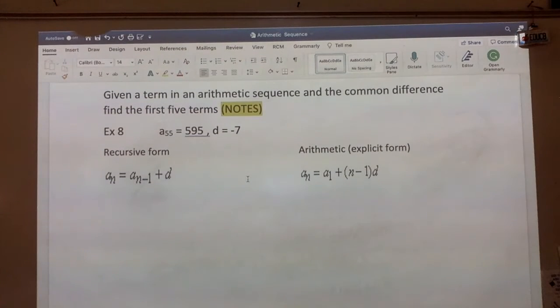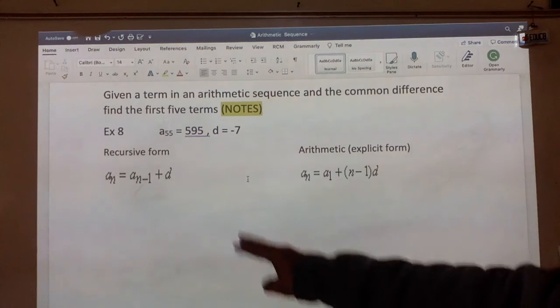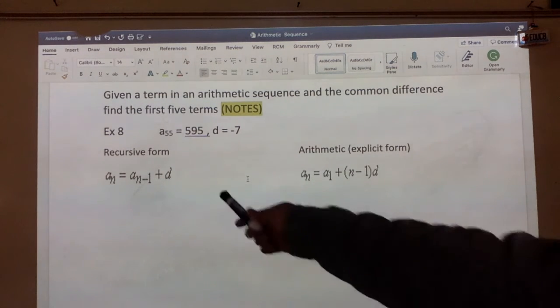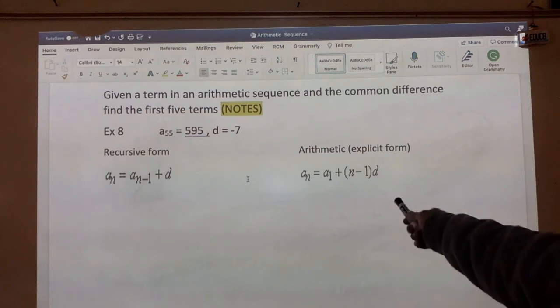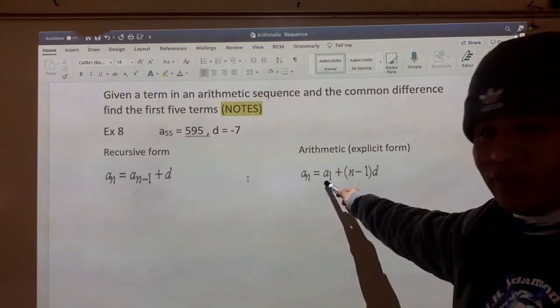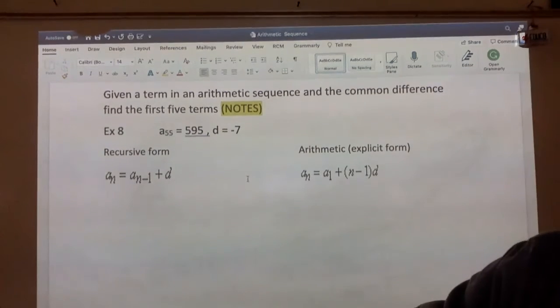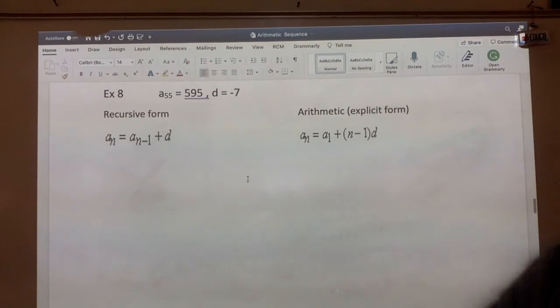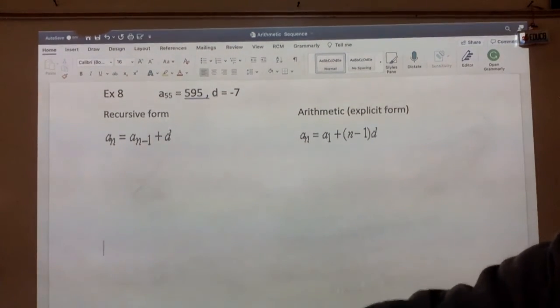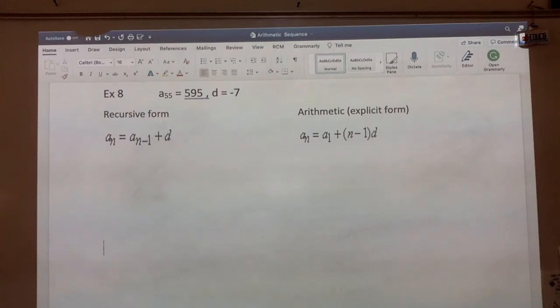The problem says, given a term in the arithmetic sequence and the common difference, find the first 5 terms. Well, in this one, I don't know what A1 equals. So that's our job, our goal, to find A1. Like I said before, the recursive form helps me with nothing. This is why it doesn't even have an N in the formula. This one does, so I'm going to use that one. I need A1, so let me split it up so I have space. I'm going to start with the arithmetic form. Remember, this one helps me find anything. I told you, every time you see a little number, that's the N.